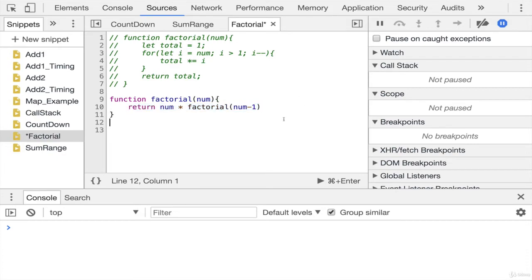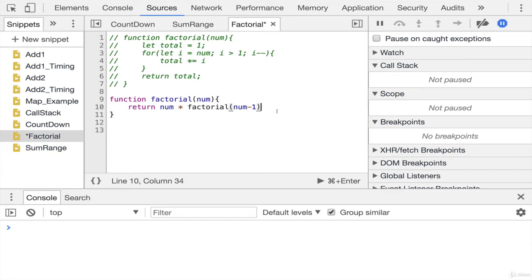But if we just had this, it would be problematic because there's no stopping point. If num starts at 10, then we're going to return 10 times factorial of 9. But then factorial of 9 returns 9 times factorial of 8. But it keeps going. It goes past 0, goes to negatives, and it will go forever. So that's not good. So we need to have the endpoint.